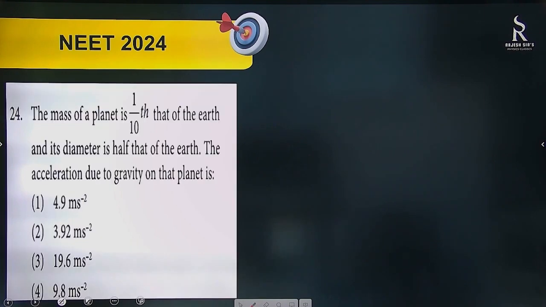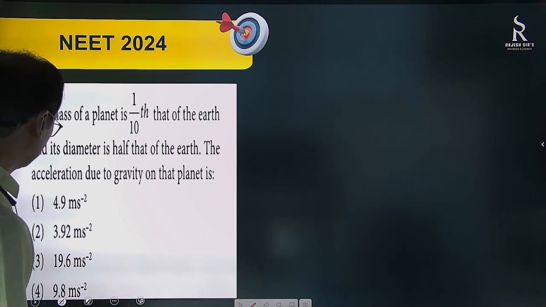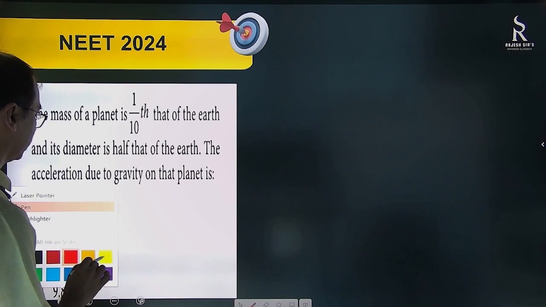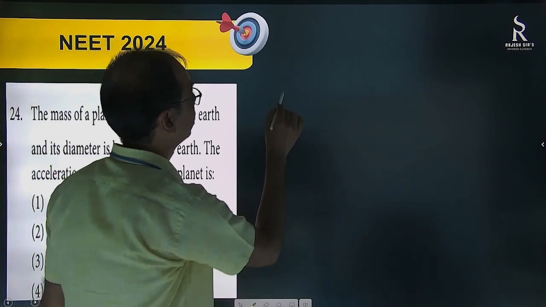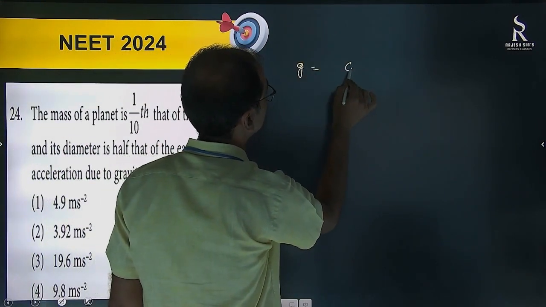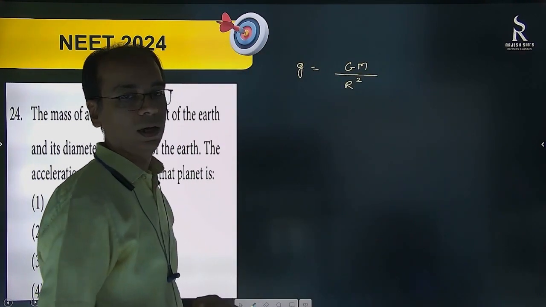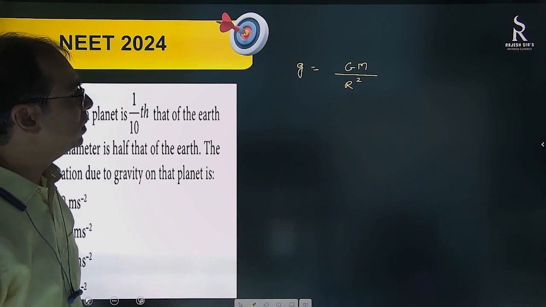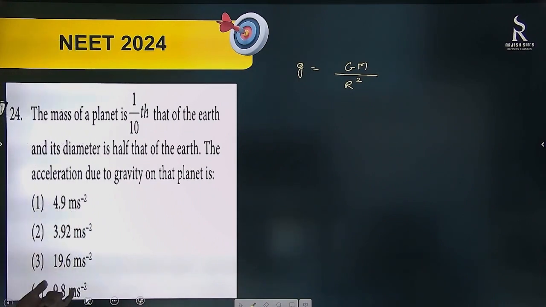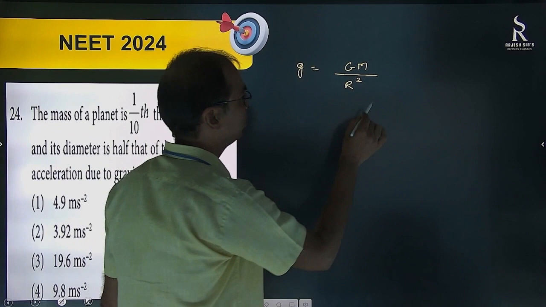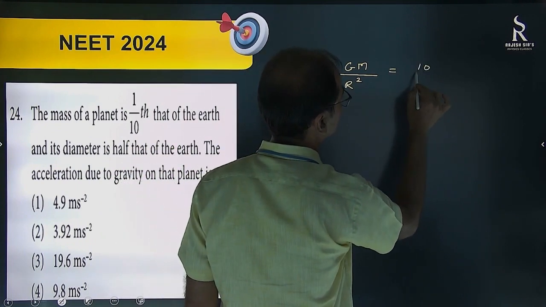Okay, next. Question number 24. The mass of a planet is 1/10 of that of the Earth and its diameter is half that of the Earth. The acceleration due to gravity. Now, acceleration due to gravity's formula we should remember. What is the formula? g is equal to GM by r square. What is M? Mass of Earth, r, radius of the Earth. And what is its value? Because he is asking value, no? So its value actually 9.8, but I am going to take as 10 because in calculation it becomes easy.